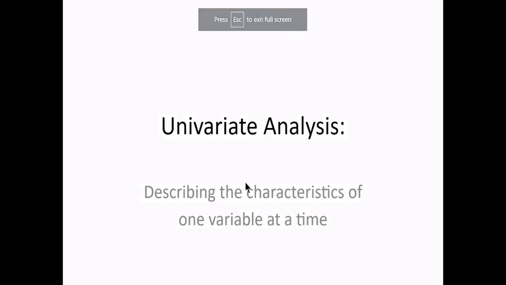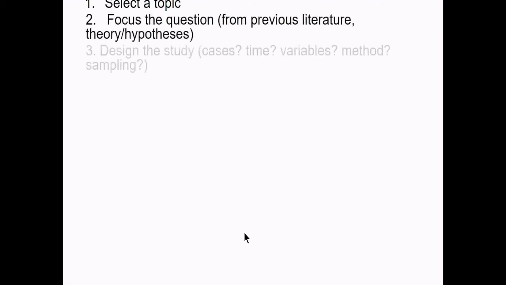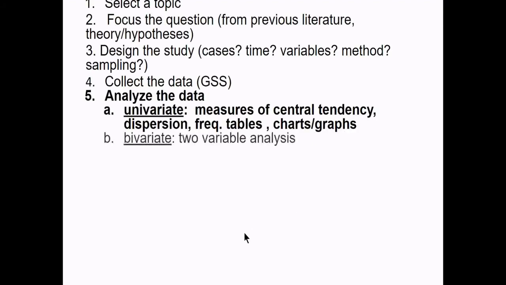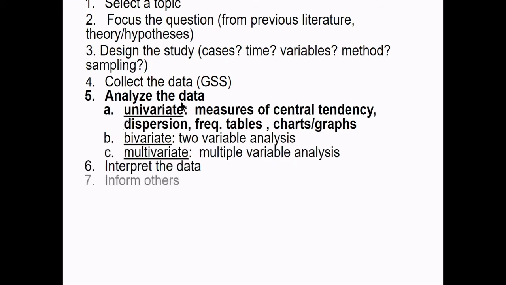So today we're learning about univariate analysis, which if I were to summarize it would be this. It's simply describing the characteristics of one variable at a time and using numbers to do so. Okay, now recall the steps of doing quantitative sociological research. Here we are at this stage right here, analyzing the data.